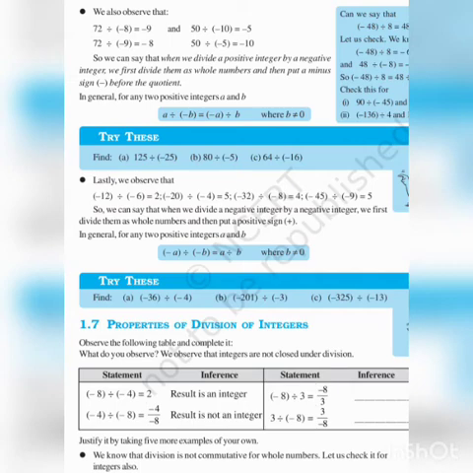In this page, they have given a few properties of division. See, a divided by minus b is minus a divided by b. Both will be equal. Next, minus a divided by minus b equals a divided by b. Both are equal. So, this is one of the properties. You can refer to these properties also.